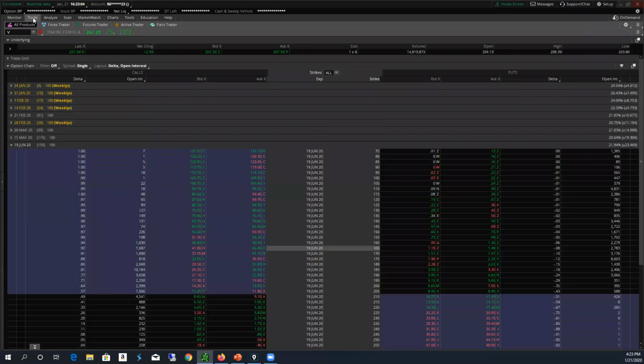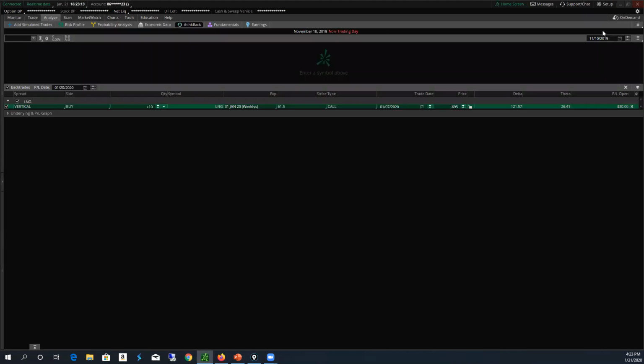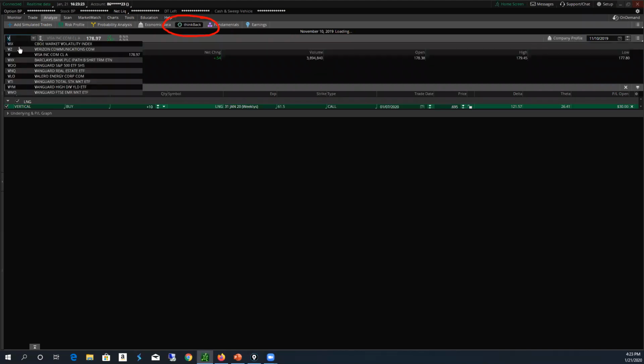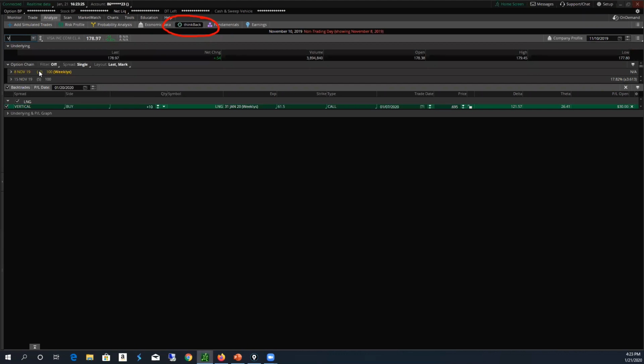So if you go to the trade tab, I'm going to go to analyze, and I'm going to go to Think Back. I want to make sure you all see that. Think Back. Here's one thing I like about Thinkorswim: you can go back and see what something was back in time.